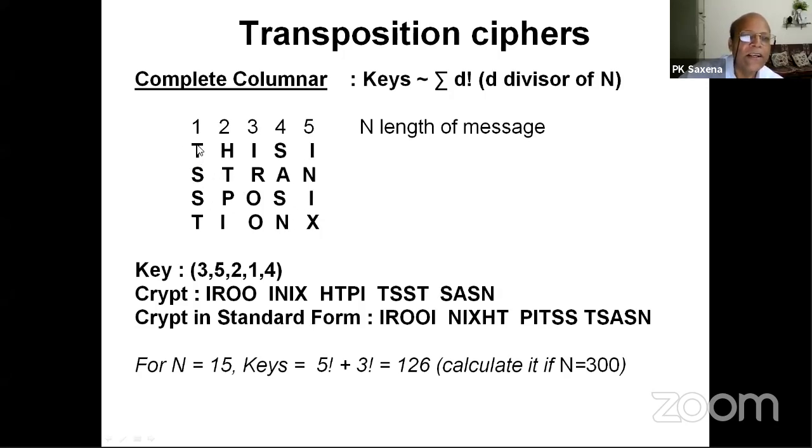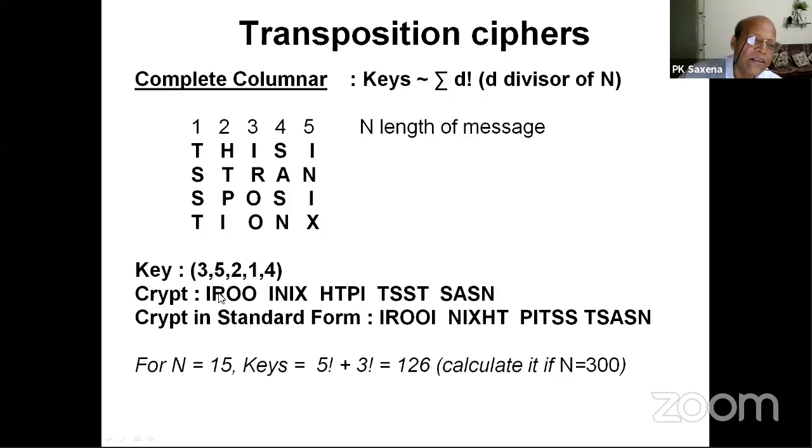And then the columns are chosen and reshuffled based on some key. So for example, here 35214 is the key which I have taken, and this is the message which is written in this matrix form, 4 cross 5, and then this third column is chosen first. So this is IROO, and then fifth column is chosen, INIX, and then the second column is chosen. So like that, this becomes the cryptogram.